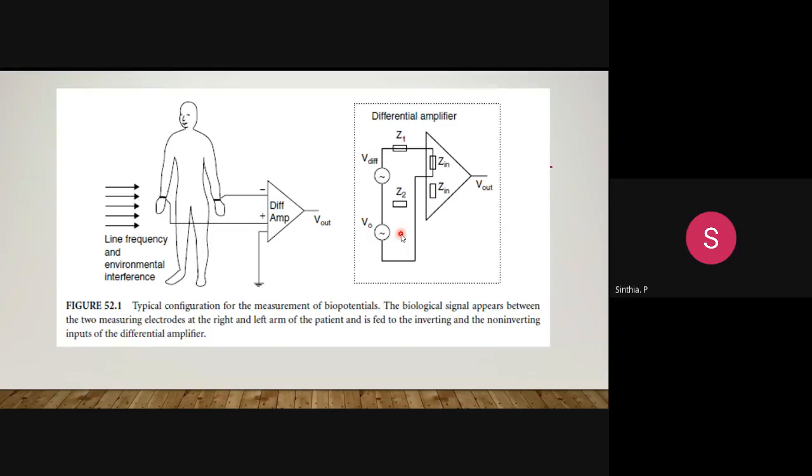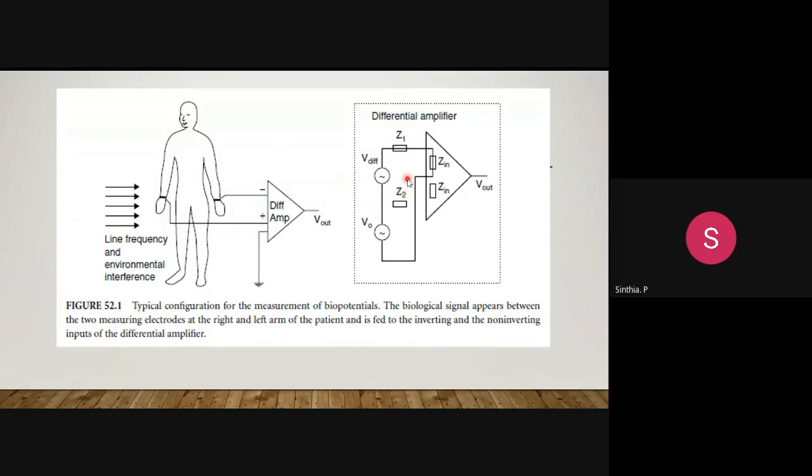So we should maintain the source impedances to be equal. This Z1 should be equal to Z2, which we can possibly make to the bare minimum level. So the bare minimum level is about 5,000 to 10,000 ohms.